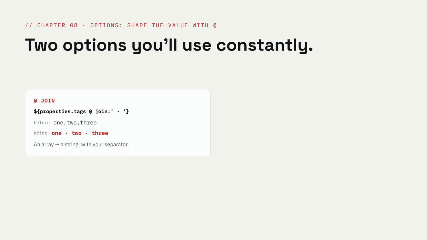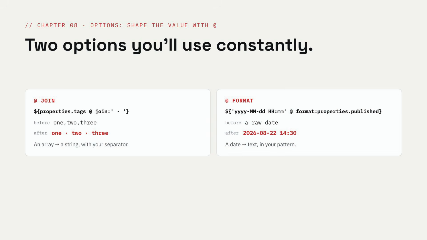Join takes an array, a list, like tags, and turns it into one string with a separator you pick. Remember that list back in the first demo printed with commas and no spaces? That is the default. Join is how you fix it.